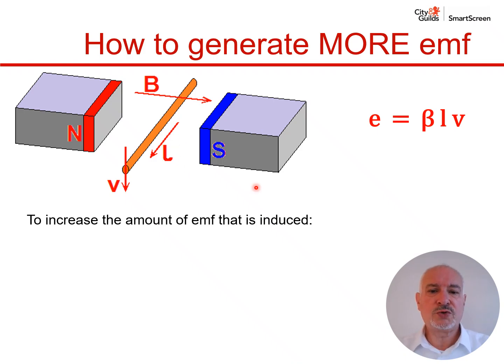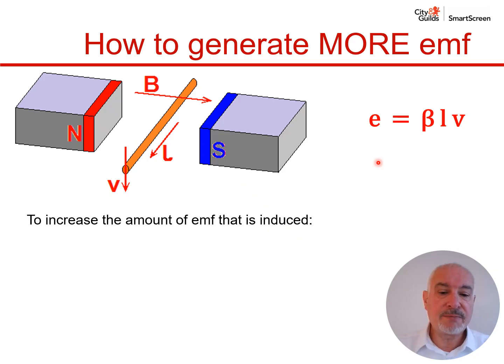So in order to generate electromotive force or induce electromotive force, we can see from this formula that we need a combination of magnetic flux density, the length of the conductor, and the velocity or the speed at which the conductor moves within that magnetic field. And you may recall from a previous video that the principle of movement can be achieved either by moving the conductor or moving the magnetic field, or even moving both at the same time, as long as there's relative movement between the conductor and the magnetic field.